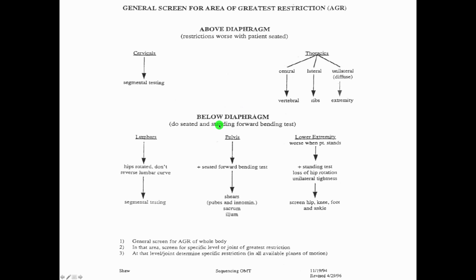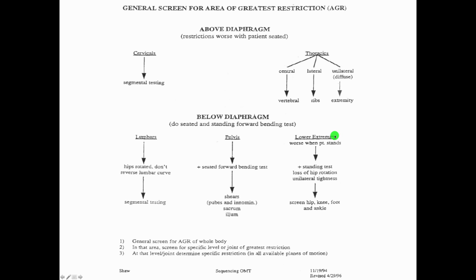If it's below T12 that is the area of greatest restriction, then it becomes increasingly more important on these seated and standing flexion test results. But we could consider the lumbars. If it's worse in the lumbar, we'd want to do segmental testing. If it seems to be worse in the pelvis, more in that sacroiliac area, and you've got a positive seated forward bending test, along with the standing most of the time, then you want to assess your pelvis and sacrum, and we'll talk about the order in a minute. Or it could be the lower extremity.